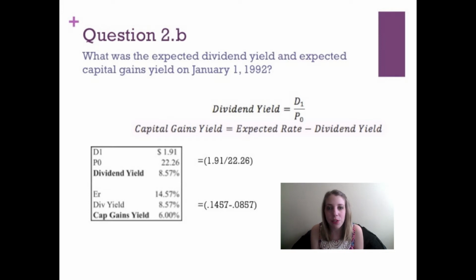Question 2B asks us to find the dividend yield and the expected capital gains yield. To do this, we first find the dividend yield. We take next period's dividend and divide it by the price. So 1.91 divided by 22.26. This gives us a dividend yield of 8.57%. Then to find the capital gains yield, we just subtract that from the expected rate of return that we found earlier. So 14.57% minus 8.57%. This gives us the capital gains yield of 6%.